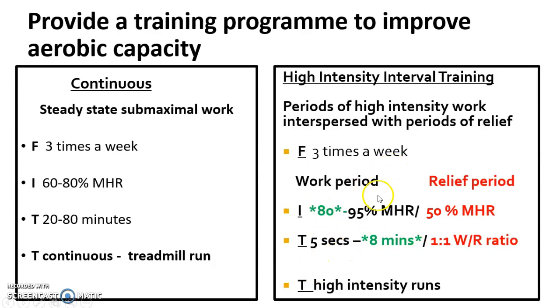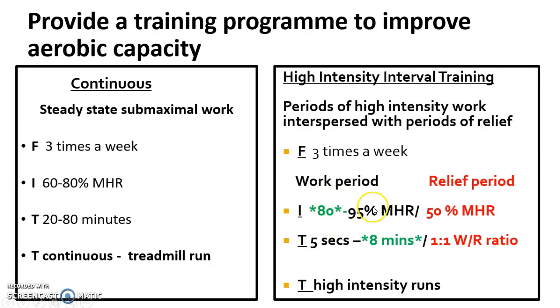Now, what is really, really important here, and I've put in green, these are the ranges for a high intensity interval training session. Okay, so for your work period, you'd be looking at 80 to 95% of your max heart rate, and a relief period of 50%. Now, if this was a marathon runner and they were aiming to do something that was specific to them, their percentage of their max heart rate would be closer to 80%.